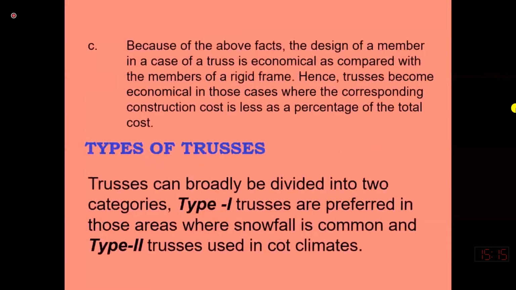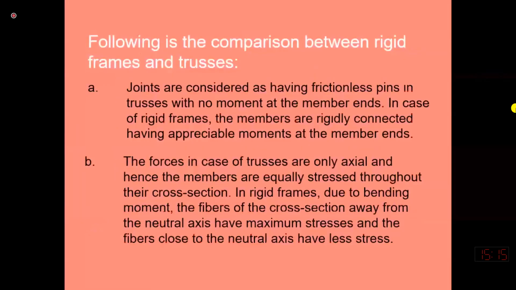So these are some comparisons. Joints are considered as having a frictionless pin in trusses with no movement at the member end. Actually, only axial forces exist in the trusses and we are assuming the moment at the joint is equal to 0. But in case of a rigid frame, rigid means fixed, the moment exists. We may have some negative moment at the end.